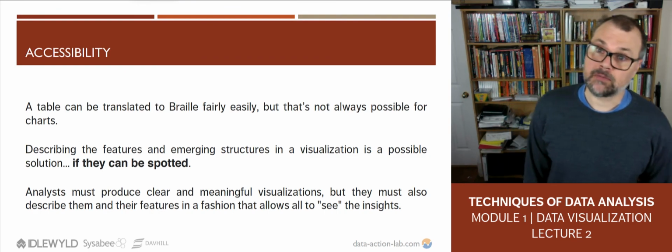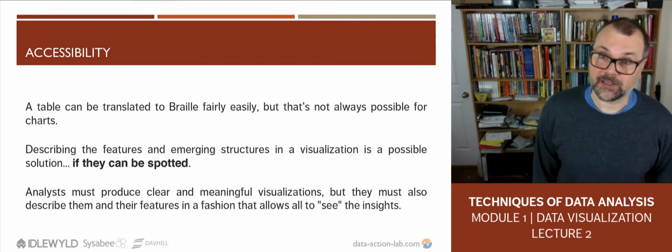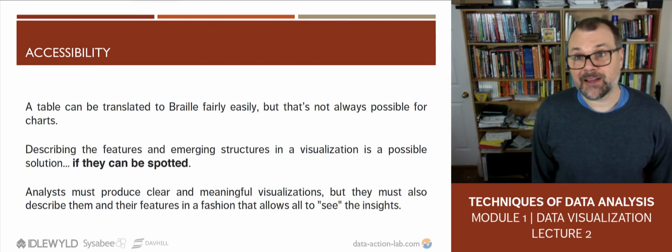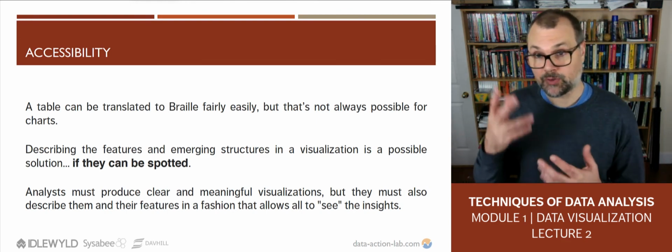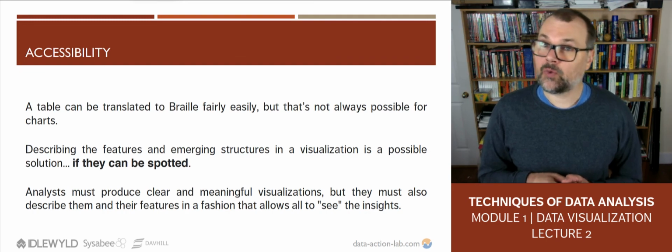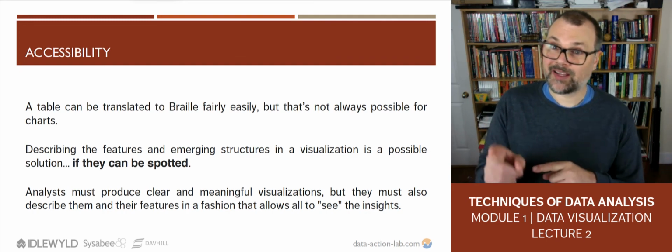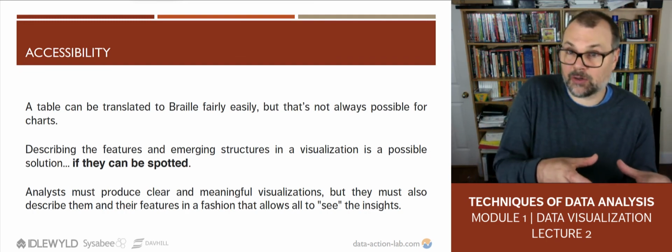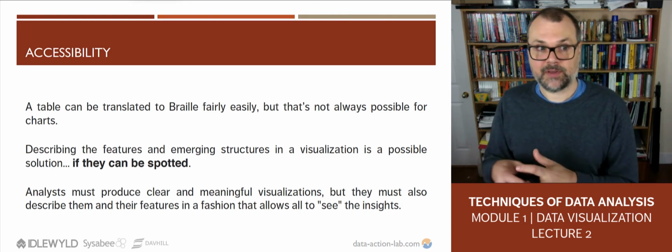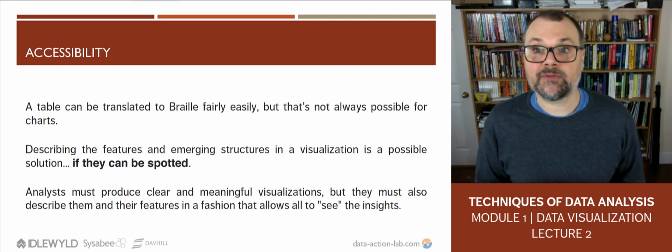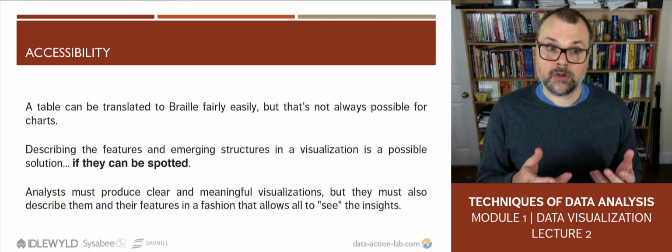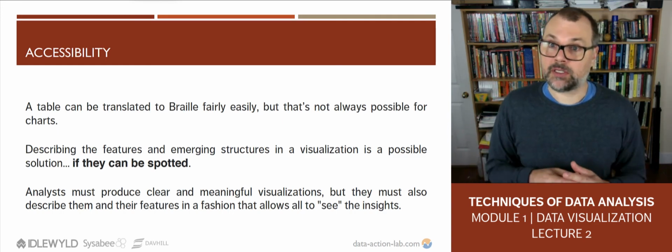We're not going to talk about these things here, but it's actually fairly expensive to get a tactile reader if you're visually impaired, and it's not always easy or obvious how you would translate specific things like color into a tactile sensor. One of the solutions here might be that you're trying to describe the features and the emerging structures that you can see in a chart.